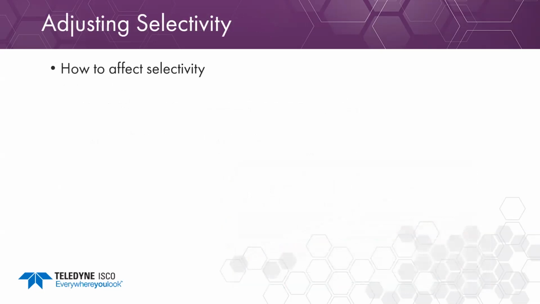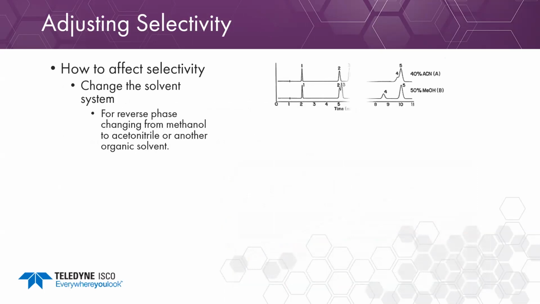So ways that we can adjust the selectivity. We can affect selectivity in several different ways. One of the easiest ways is just to change your solvent system. In this example from an analytical column, we have a 5-component mixture. We see clear elution for peaks 1, 2, and 3, and then 4 and 5 kind of co-elute together in 40% acetonitrile. If we change to 50% methanol, we actually see that peaks 2 and 3 now co-elute, but 4 and 5 are now isolable, and we get baseline resolution between them.